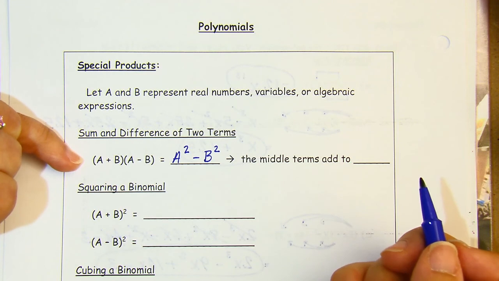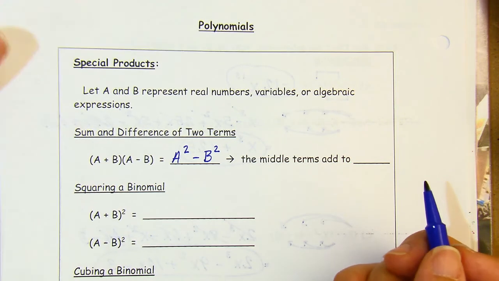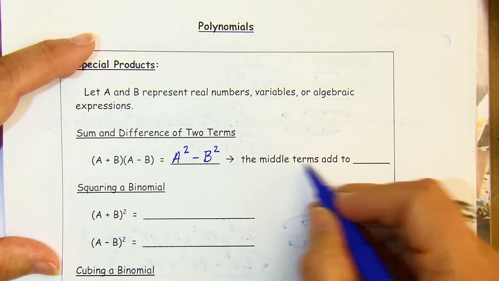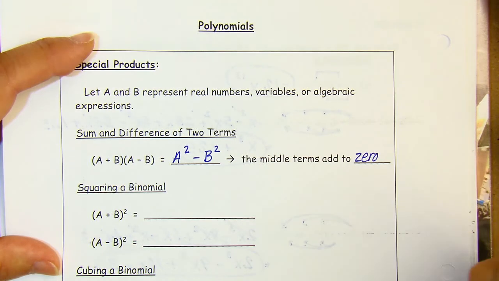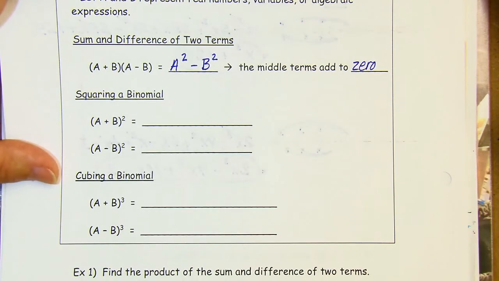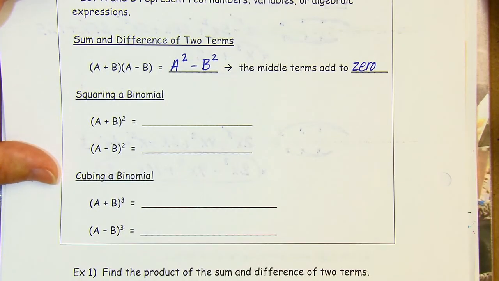Okay, and the middle terms always would sum to 0. And that's what this says here. The middle terms add to 0. So if you recognize two binomials as being conjugates of one another, you don't even really have to write out those middle terms.